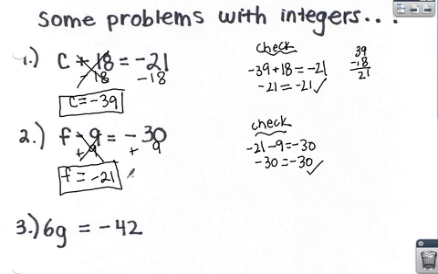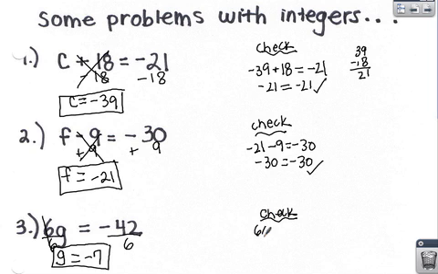Now number 3, I have 6 times g equals negative 42. So the inverse of multiplying by 6 would be to divide both sides by 6. 6 divided by 6 is 1, and 1g is just g, which equals negative 42 divided by 6. Since these are unlike signs, I get a negative answer. Remember, for multiplying and dividing integers, we don't use our wrap, we use spun. So we get negative 7. So g equals negative 7, which I want to check. And 6 times negative 7 does give us negative 42.